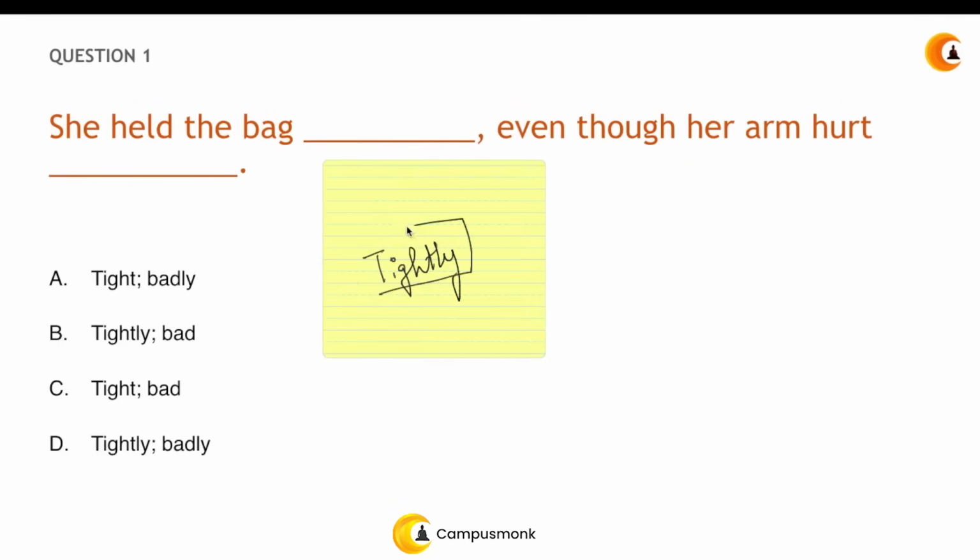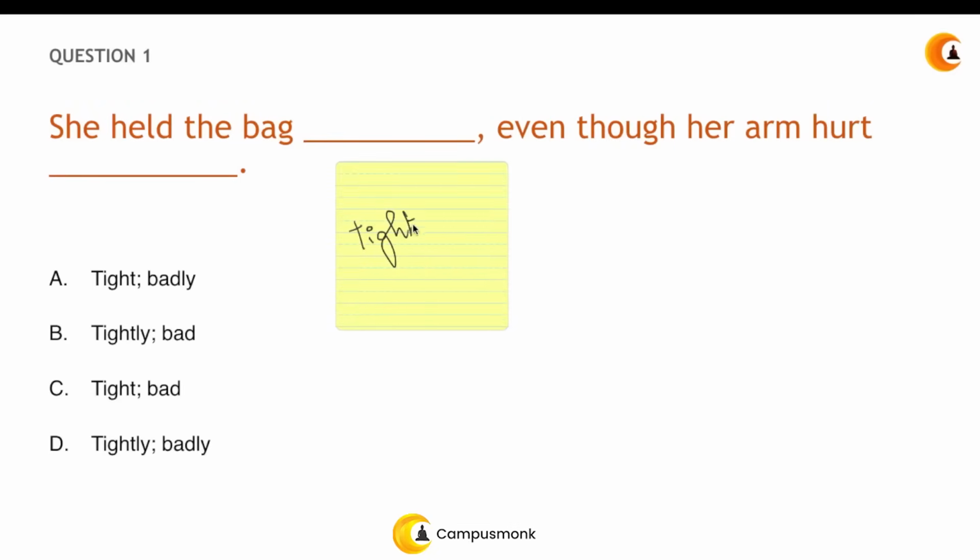The first blank will be filled with the word tightly, but no, it's incorrect, right? Why? Because someone is telling you that she held the bag. She held the bag and the statement is still continuing. It's not ending right there. So when it comes to a continuation statement, always remember there will be no ly. Okay, she held the bag tight.